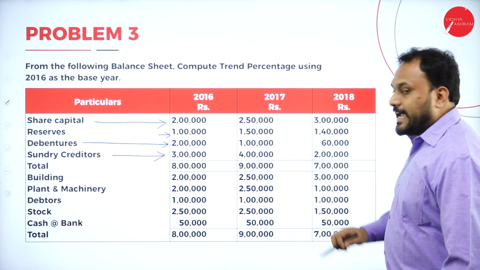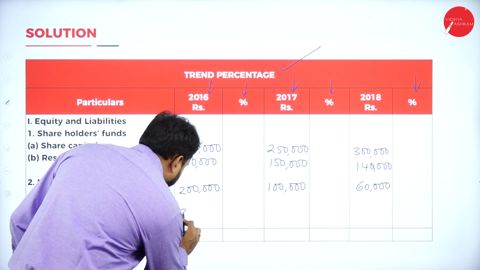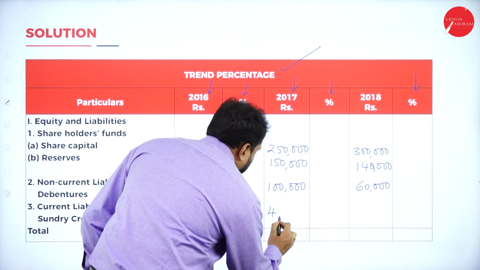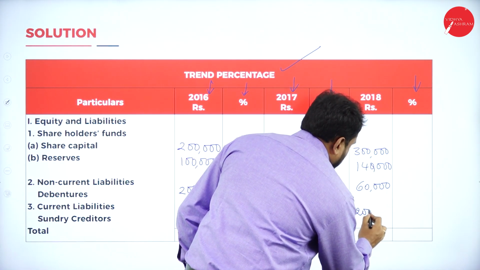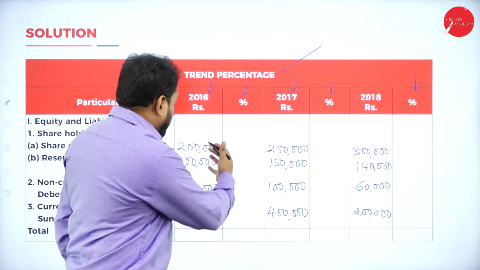3 lakh, 4 lakh and 2 lakh. So 3, 4, 2. So we'll write here 3, 4 and 2. Done. So here we have taken each and every entry.